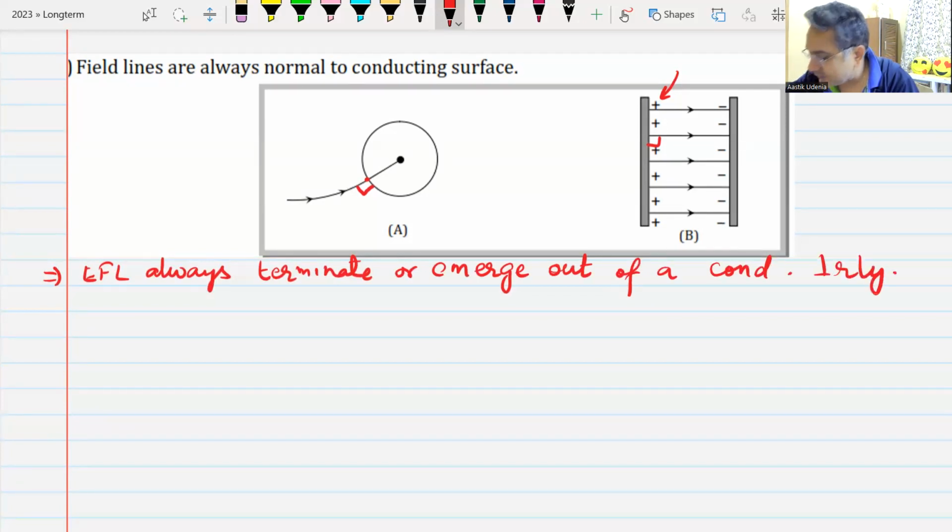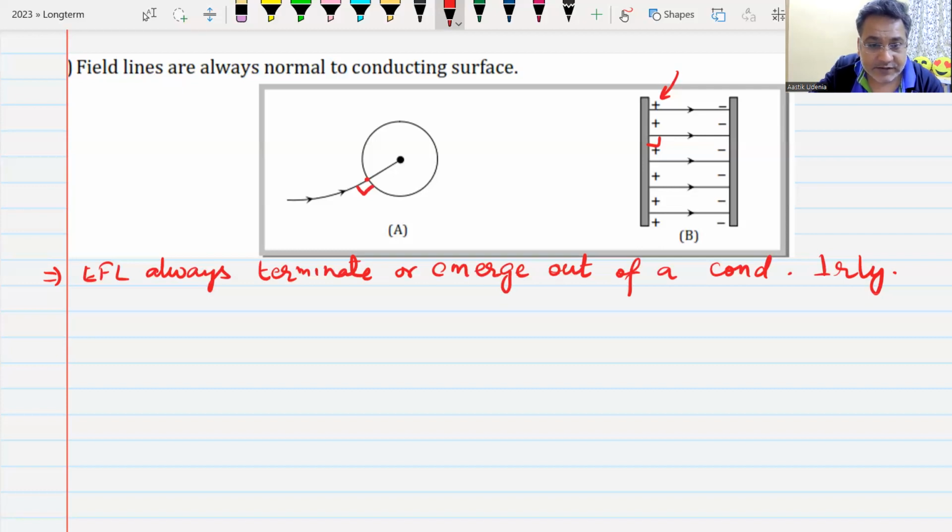Do we understand this? Electric field lines can never cross a conductor. They will always terminate or emerge out of the conductor. Why can they not cross a conductor? Because to cross the conductor, they would have to go through the inside of the conductor. Inside the conductor, there cannot be any electric field. Therefore, they cannot cross the conductor. They can only terminate on the conductor or emerge out of the conductor. Do we understand this? Yes, sir.